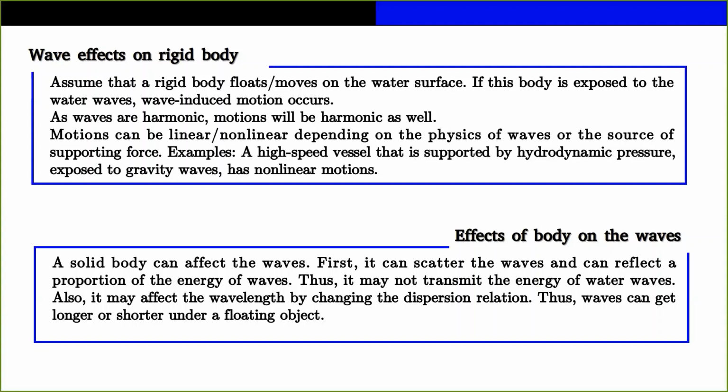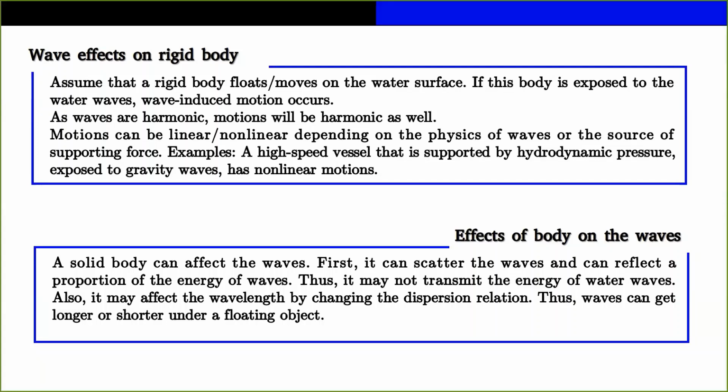But in another way, in another beautiful way, a body can also affect the waves. It can scatter waves, it can attenuate the waves. So when any solid body, any floating body is exposed to water waves, it can attenuate the waves. And in another way, it can affect the dispersion relationship under it. If we have a solid body, under the solid body, the dispersion relationship might be changed.